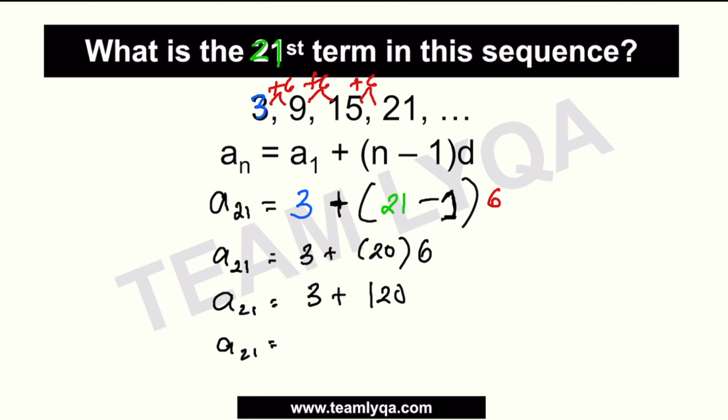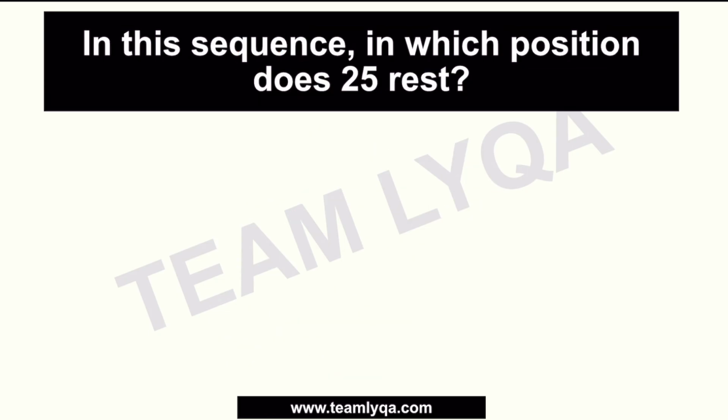Sub 21, that is 123. So, the answer is 123, ang 21st term in that sequence. Okay? So, again, using the formula, hindi ko na kailangan isa-isahin na mag-add ng 6 ng paulit-ulit. Now, paano naman kung ang nawawala ay yung position?